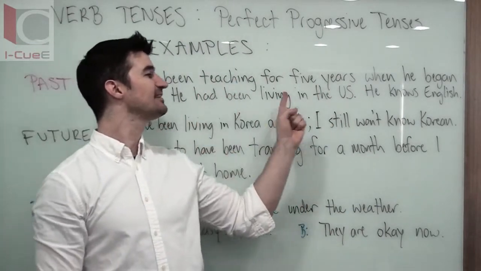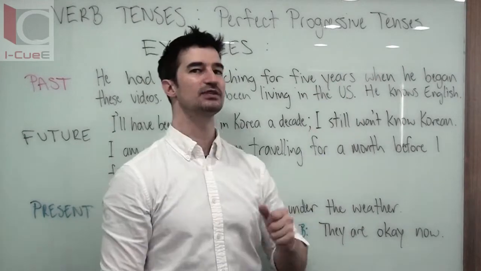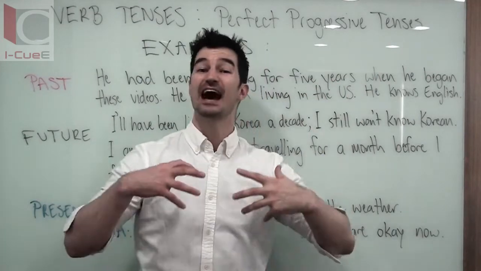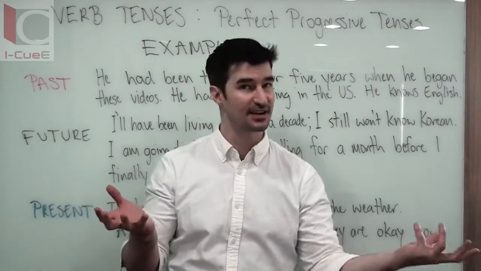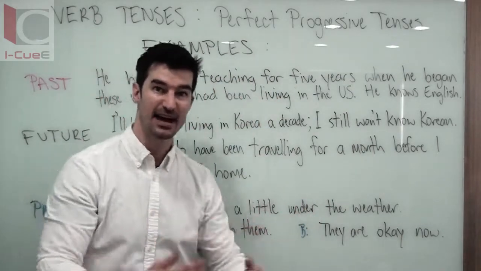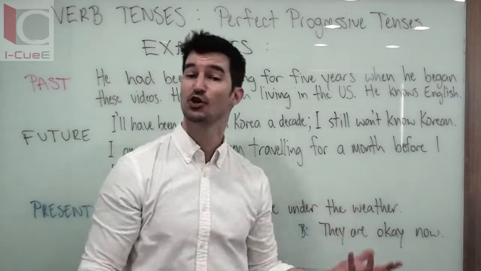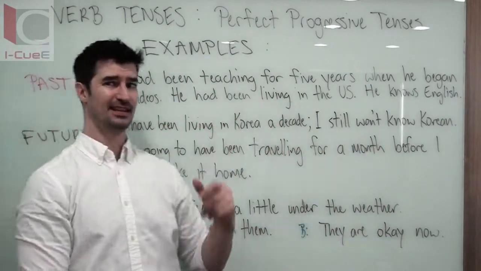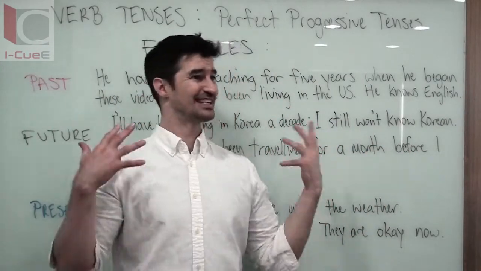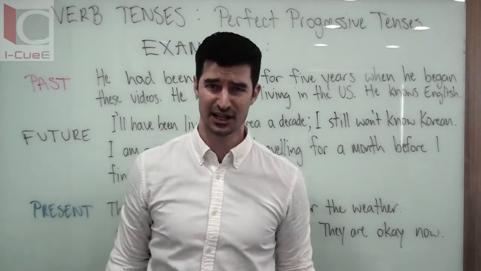He had been living in the US. He knows English. Here we have the idea of that cause and effect relationship. Somebody might ask, well, why does he speak English so well? And somebody might just assume that this is the reason. Well, he had been living in the US. Obviously, anybody who lives in the US knows English.